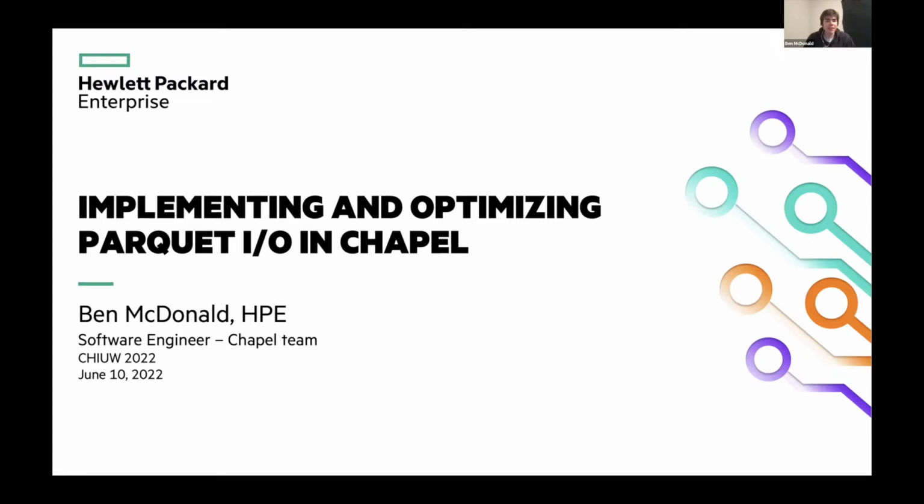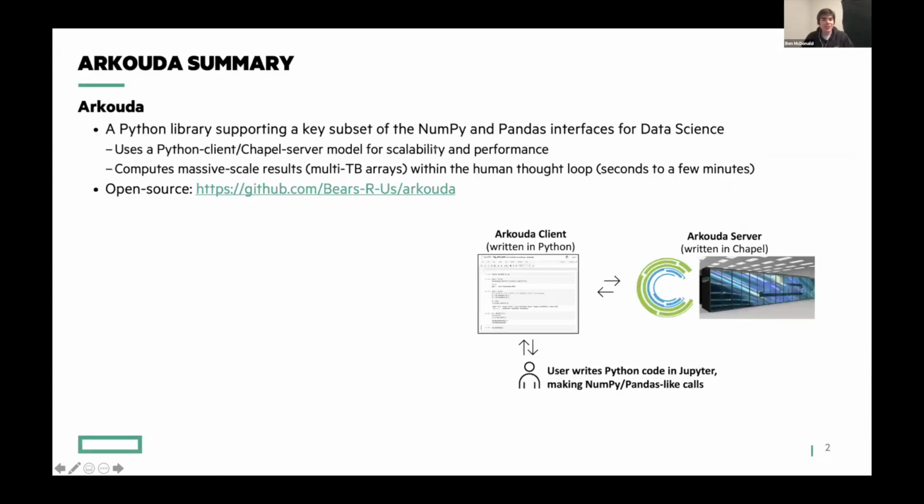Before I get into the specifics of this talk, I thought it would make sense to start with a quick summary of ARKOUDA. ARKOUDA is a Python library that supports a key subset of the NumPy and Pandas interfaces for data science. How it's set up is there's a Python client that the user will interact with and a Chapel server in the backend that's providing the scalability and performance. That design allows you to use it in Python just like you would a regular Python package. It feels like NumPy, but you're actually running Chapel code behind the scenes.